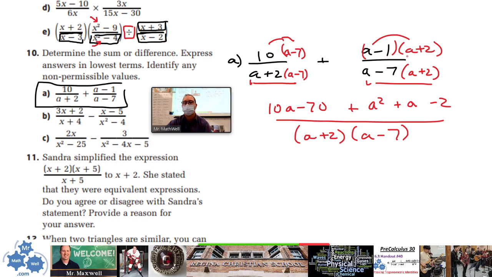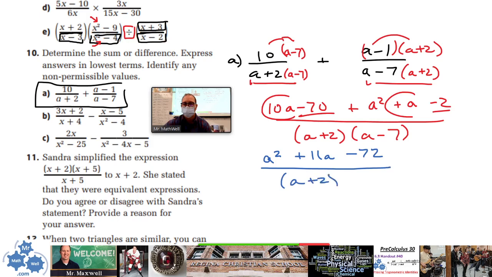So you do have to multiply, get rid of the brackets up top and gather any like terms. For example, 10a and a. We didn't see that before, but we have to get those together. And 70 and negative 2, of course. So this next step is going to look like what? It's going to look like an a squared up here. We're going to have plus 11a here. And then negative 70 minus 2 is minus 72 over a plus 2 times a minus 7. Okay, you with me there so far?